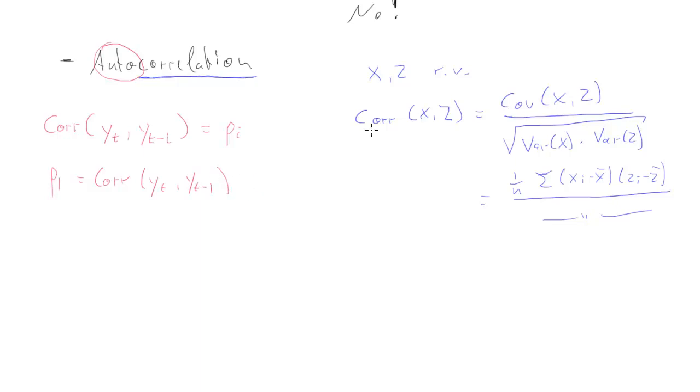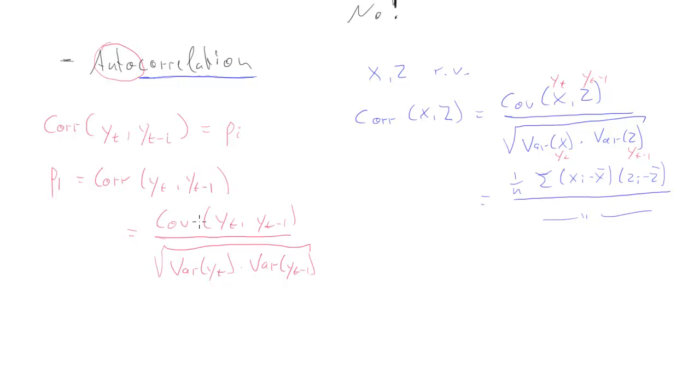So how would we calculate that? Well, we'll just go to this formula. Instead of x, we use yt, and instead of z, we use yt minus 1. So let's briefly just write this down. The covariance between yt and yt minus 1 divided by the square root of the variance of yt times the variance of yt minus 1.